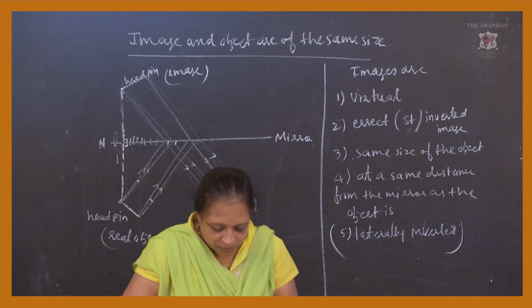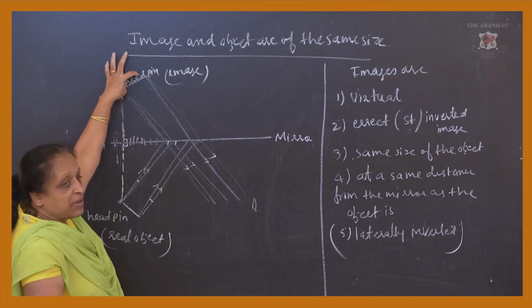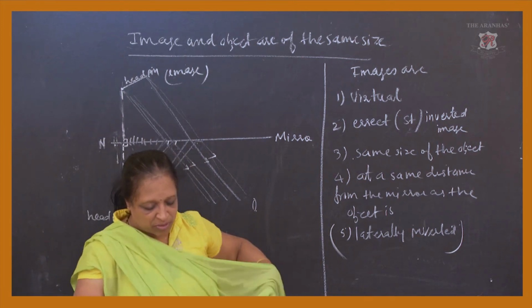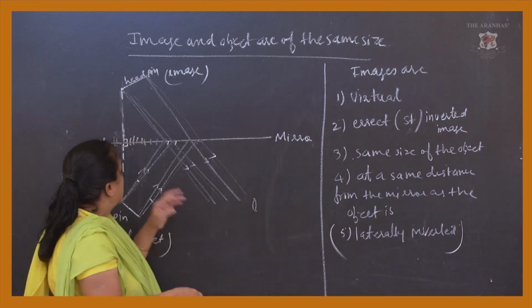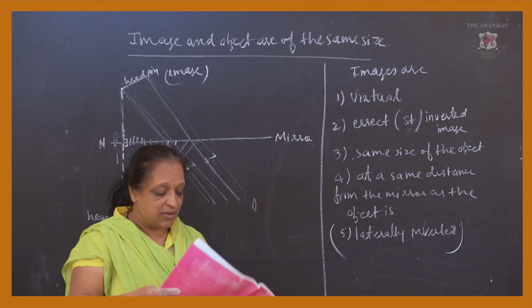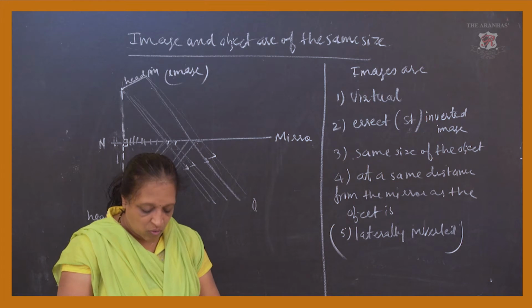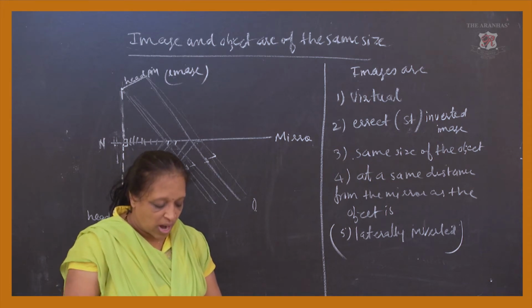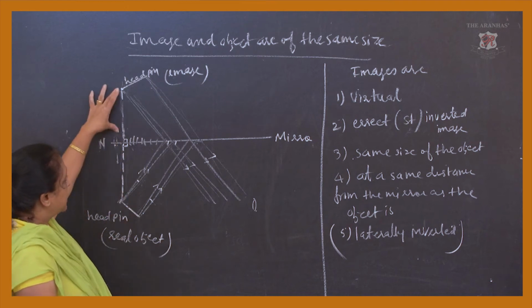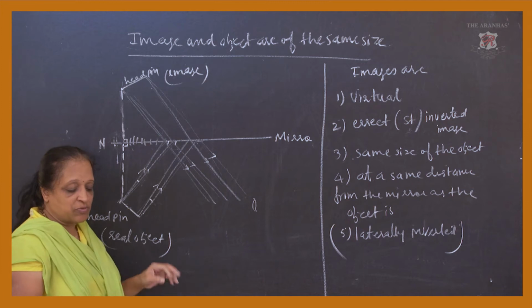Third, the image is of the same size as the object, as we have seen in the case of the headpin which is being kept over there, and at the same distance from the mirror as the object is. In the previous figure, if you remember, we had calculated that ON is equal to OI. So they are at the same distance, and equal or the same size as the object.